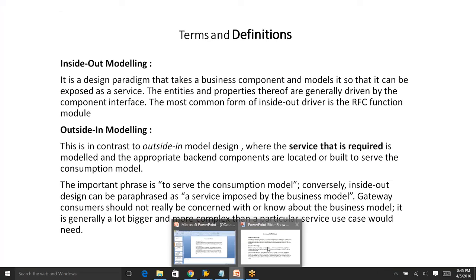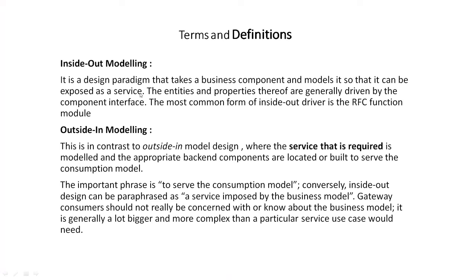So basically, inside-out modeling is where you have a business component and you model your service based on the business component. In outside-in modeling, you create the service and look at whether there are any existing business components available for you to use. If they are not optimized to serve this service, you are not going to use those business components. Only if it is optimized, then you use that function module or the business component. Okay. Any questions?